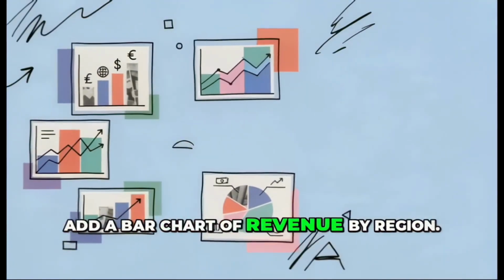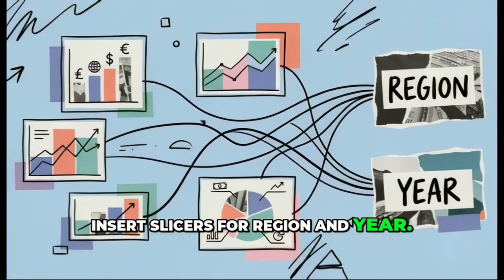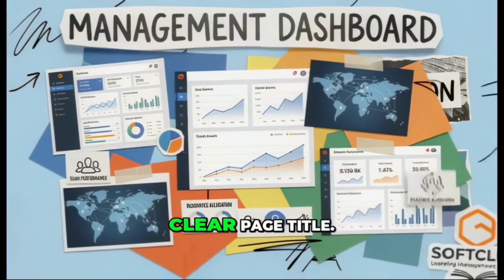Add a bar chart of revenue by region. Insert slicers for region and year. Connect them to every pivot chart. Apply a consistent color scheme and a clear page title.